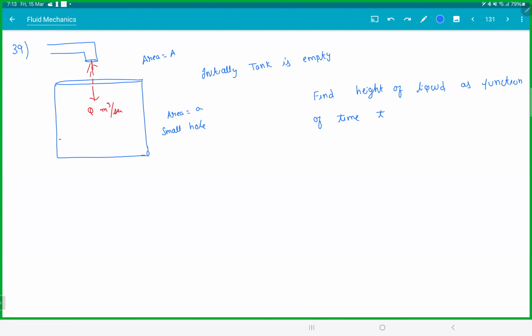What was to be done? I told you multiple times. How do you start the problem? Can someone tell me how do you start the problem? Take the intermediate stage. After time t, let the height be x. In time dt, let the water fall inside Q dt. In time dt, let the water flow outside be area of the hole into velocity of the liquid into time dt, isn't it? The liquid increases by dx.